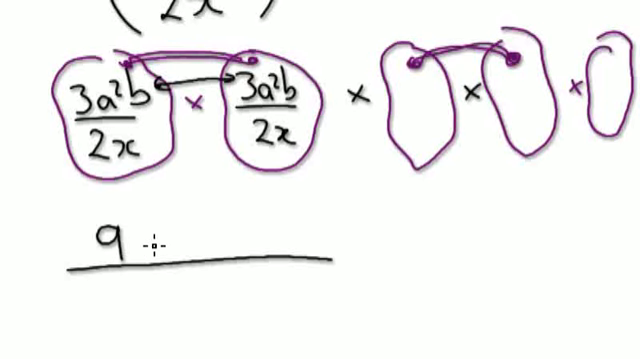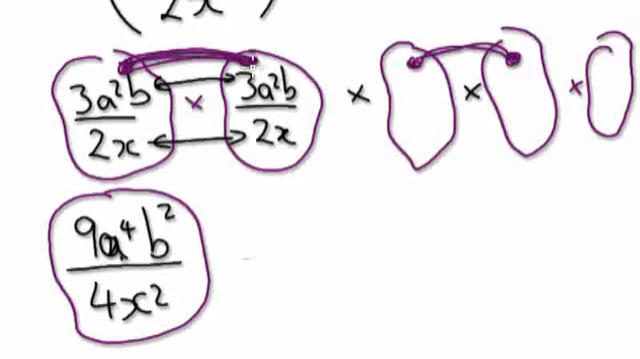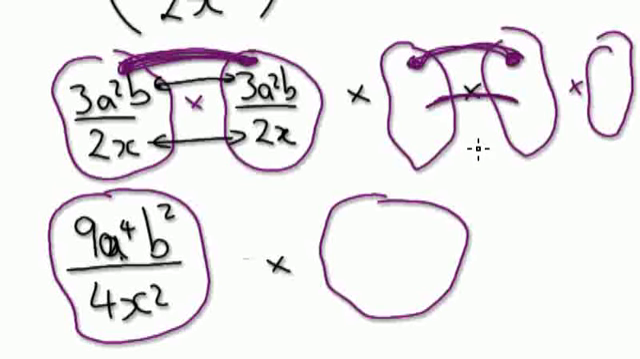Okay, so it will be 9. Hang on, let me make it smaller. Okay, so it would be 9 a to the power of 4 b squared. Okay, and this one here, now bottom times bottom, it would be 4x squared. Okay, so these two bubbles merging together will give us this bubble here. Okay, now these two merging together would be the same as these two merging together. So we can say times these. Well, we're going to merge these two.